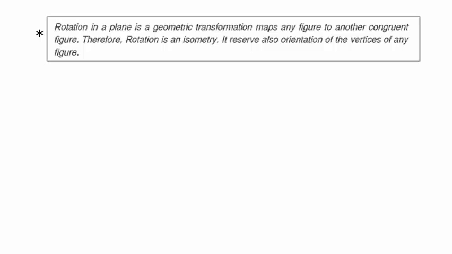Rotation in a plane is a geometric transformation, as we know. Geometric transformations like reflection, translation, and rotation map any figure to another congruent figure. Therefore, rotation is an isometry. It also preserves orientation. Orientation means the direction of the vertices of any figure.